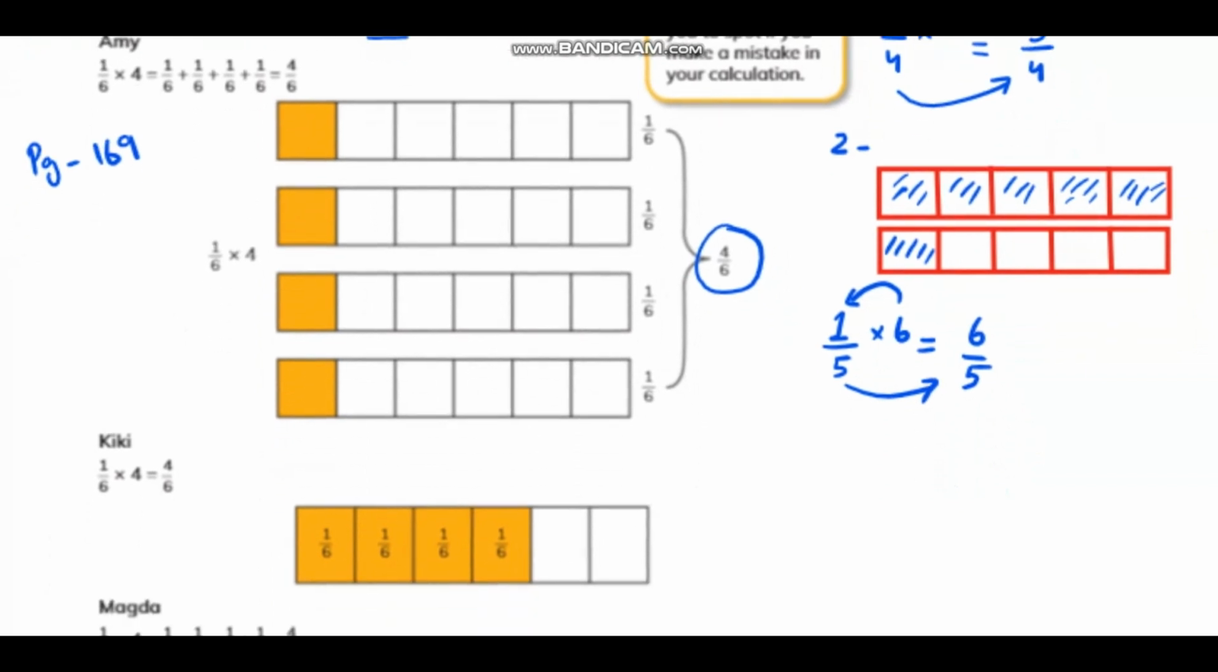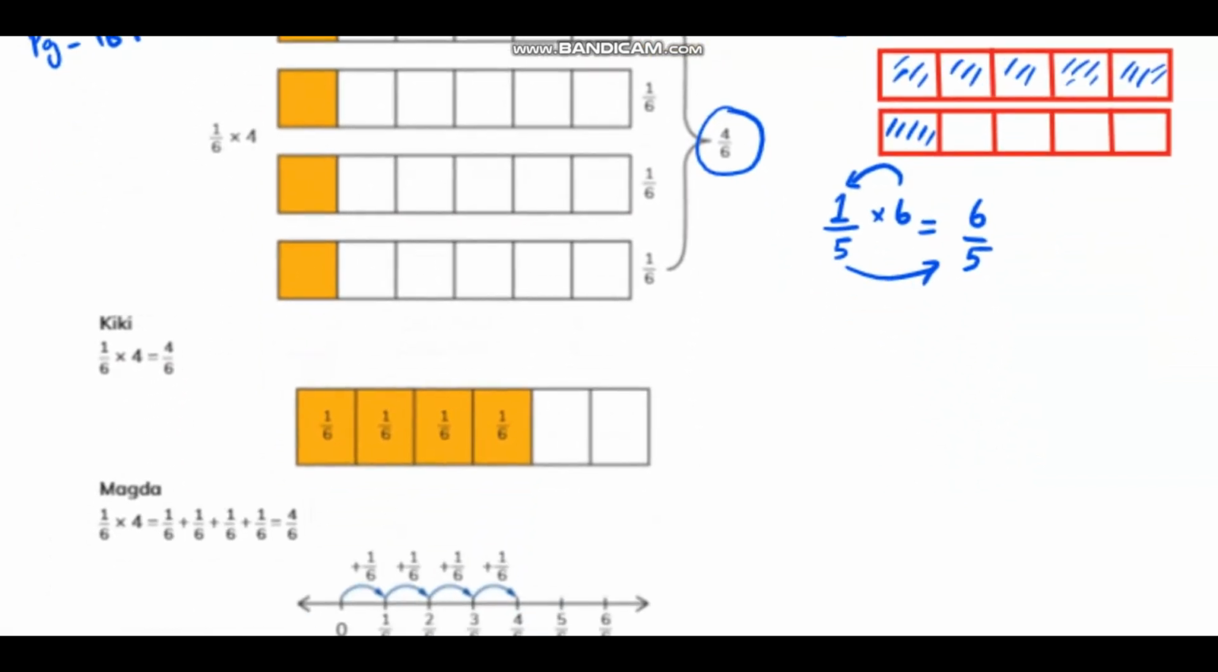Now let's move to Kiki. Now look at Kiki. I think this is the simplest method. What she is doing is just multiplying the number with the numerator. Look here, I'm going to write 1 by 6 multiply 4. 4 multiply 1 will be 4, and the denominator will come down as 6. Okay, now the answer is 4 by 6.